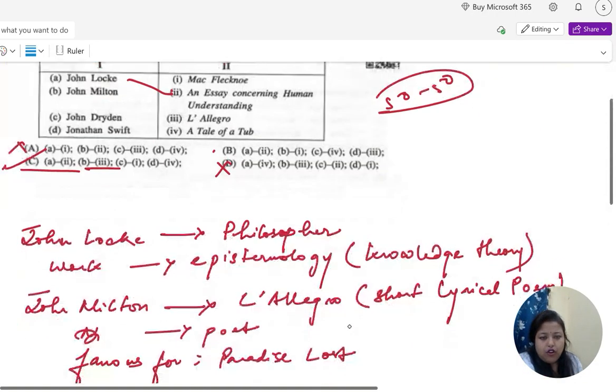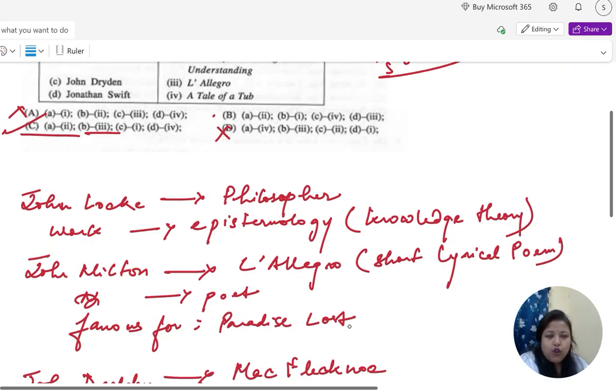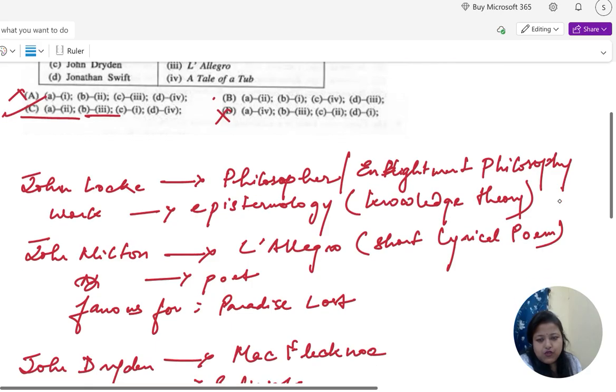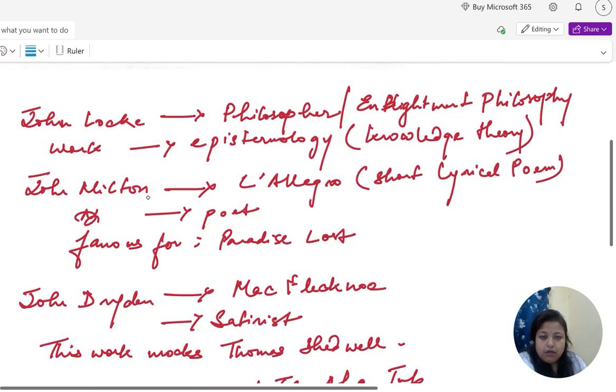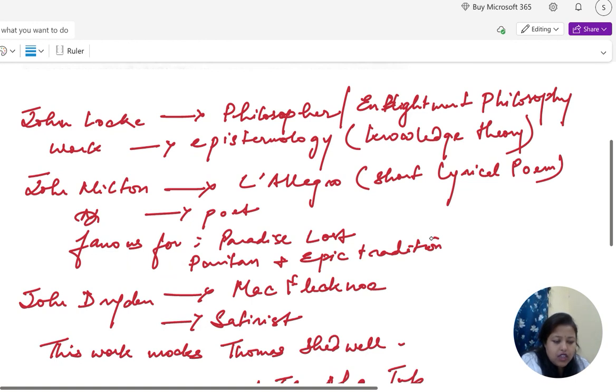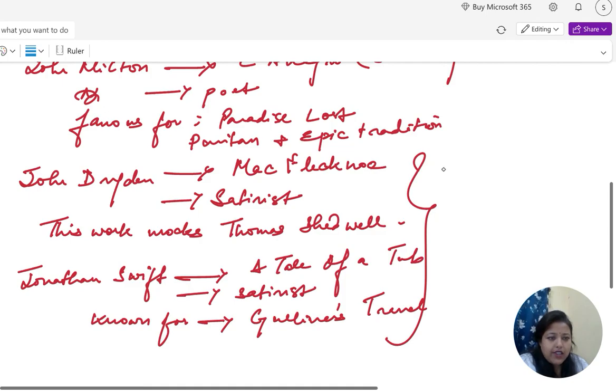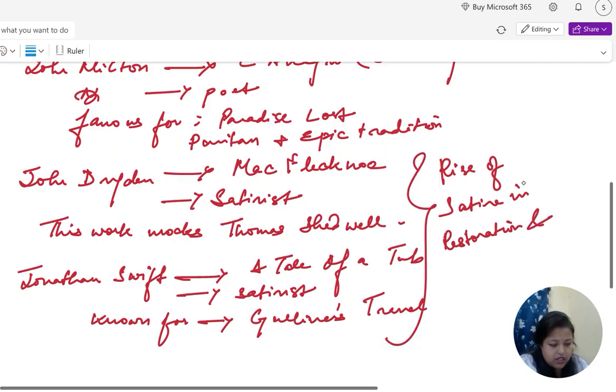For example, for Locke, we can say he used basically Enlightenment philosophy. Milton was famous for all these things; he used Puritan plus epic tradition. And then come Dryden and Swift: the rise of satire in the Restoration and Augustan age. So basically, they were the ones who worked for the rise of satire in the Restoration and Augustan age.